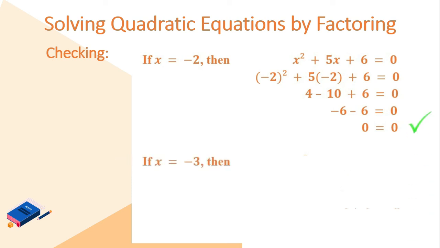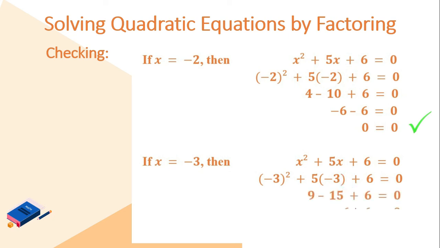So if x is equal to negative 3, then x squared plus 5x plus 6 is equal to 0. So if we substitute the value of x, that gives us negative 3 squared plus 5 times the quantity negative 3 plus 6, that gives us positive 9 minus 15 plus 6 equals 0. So therefore, we will have negative 6 plus 6 equals 0.